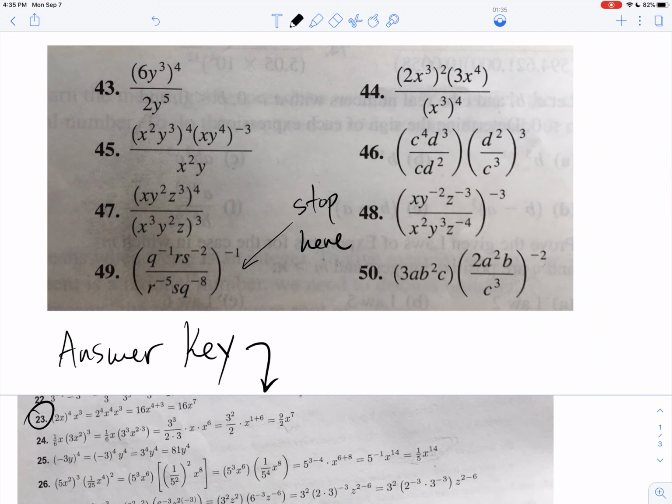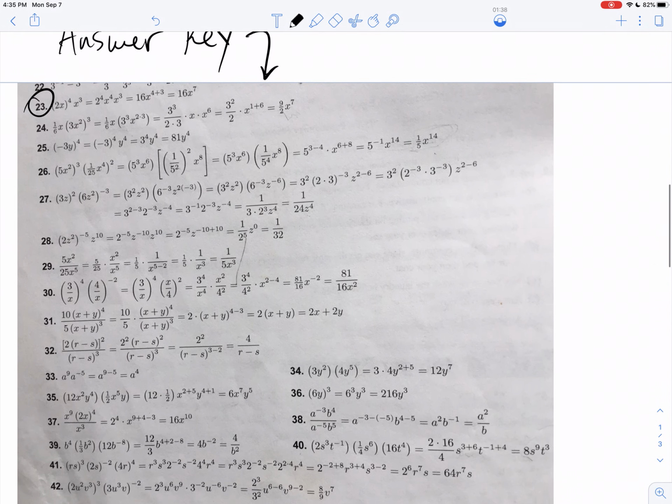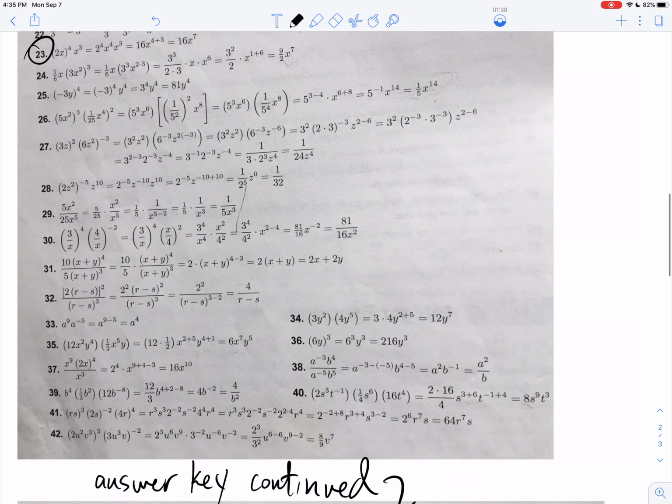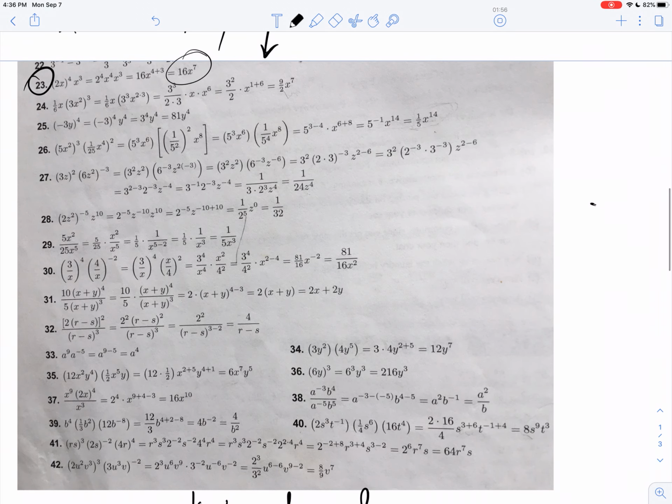Now here's the thing. I am using a different book. The reason I'm using this different book isn't because I hate our book. It's because this book that I chose has a very detailed answer key. They show every single step. So for number 23, they show all their steps. There's the final answer right there. Same thing with this guy, number 24.